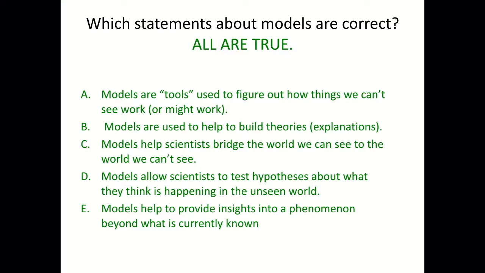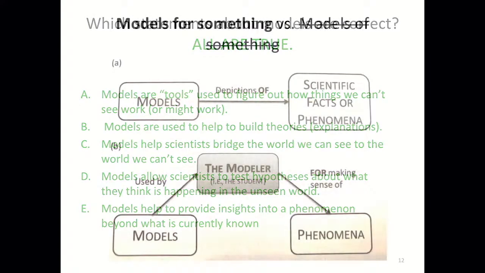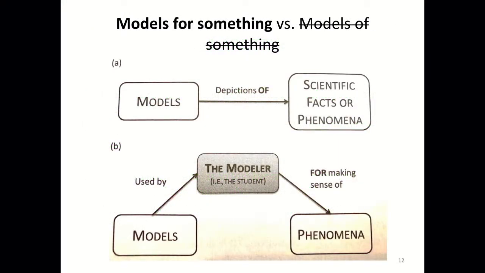So models are extremely important in science. Much of the hypothesis testing in science relates to testing models. An important distinction that I'd like to emphasize is that many think that models are of something, whereas scientists understand that models are for something. This is a subtle distinction.